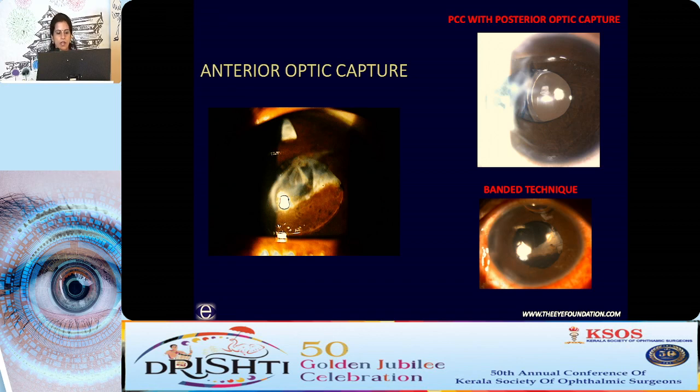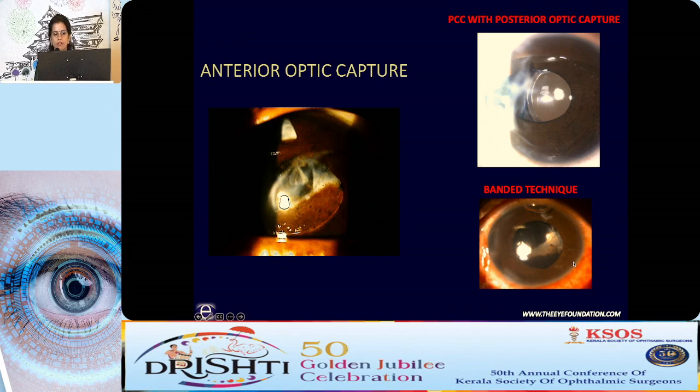So what is the problem in putting a lens in the sulcus if there is a compromised posterior capsule? We need to take care of the anterior optic capture, which is very common in children in sulcus placed lenses. We can prevent this with a primary posterior capsular rhexis with a posterior optic capture in the posterior capsular rhexis. Or this is a technique which is described by Dr. Ken Nischal, the banded technique, in which the band which is formed in the anterior capsule is left behind, and this acts as a support to prevent lens iris contact. So that is another thing.